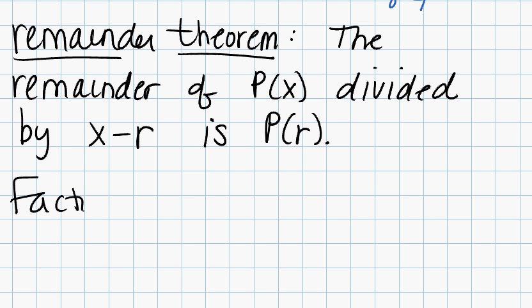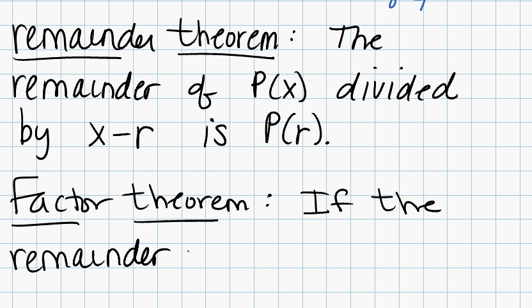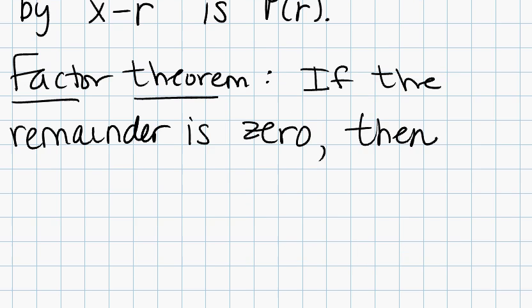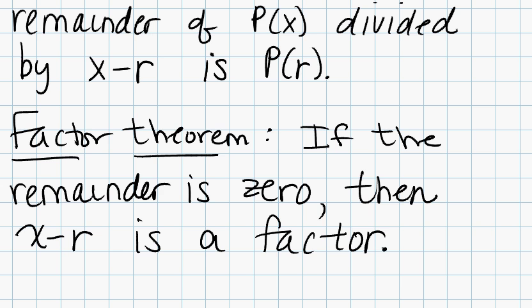The factor theorem says if the remainder is 0, then x minus r is a factor. So the remainder theorem tells you a quick way to decide if it is a factor. And the factor theorem just tells you, yep, it will be a factor when the remainder is 0, which should make sense from regular numbers.